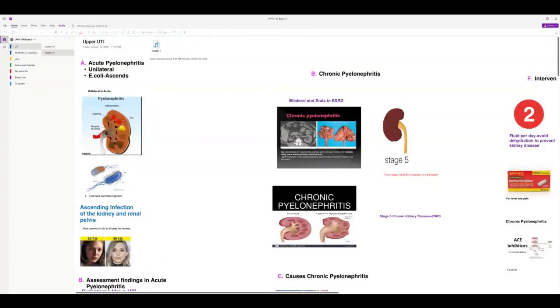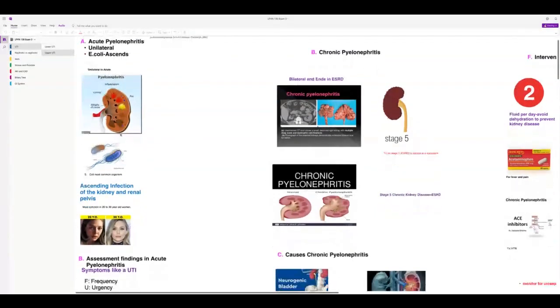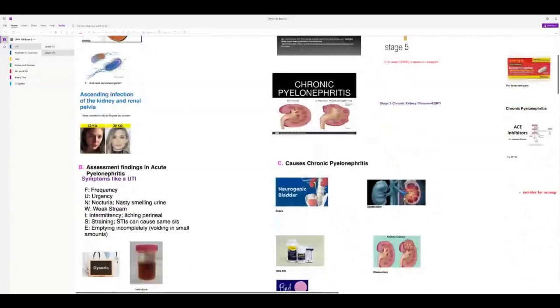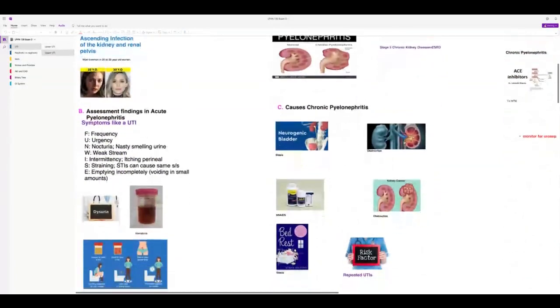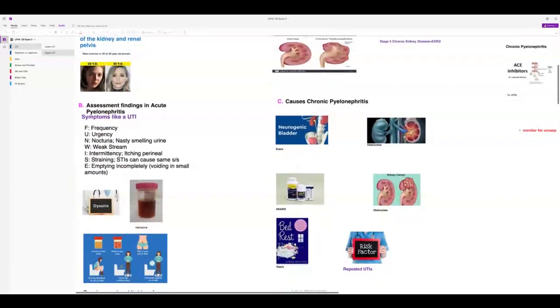Okay, so with an upper UTI, we're talking about acute pyelonephritis. And you know it's acute because one kidney is involved, versus chronic with two kidneys, okay? Now, what happens is E. coli travels up the ureter and gets into the kidneys, and then it makes these pus pockets. So it's a kidney infection of the renal pelvis. Usually it's young women because they're not voiding before and after sex.